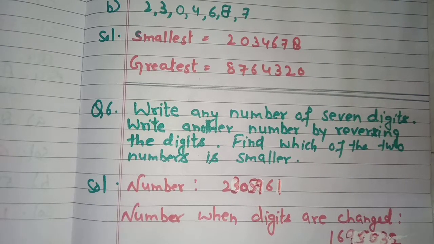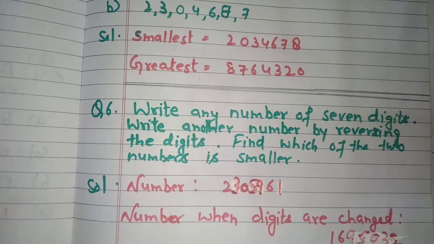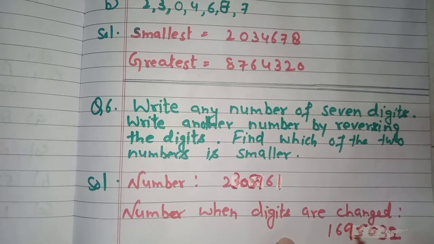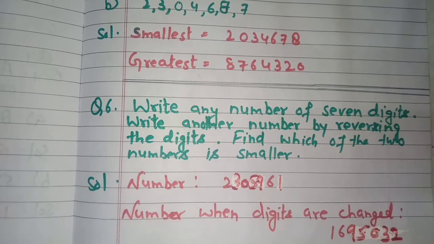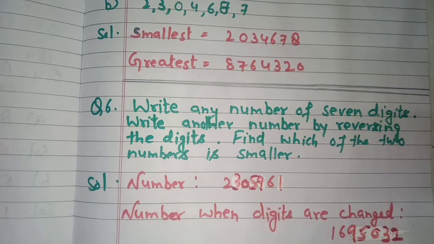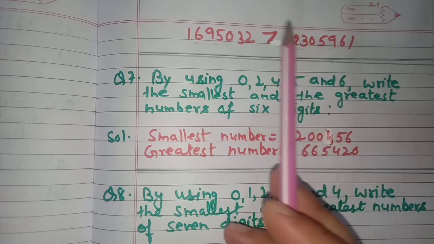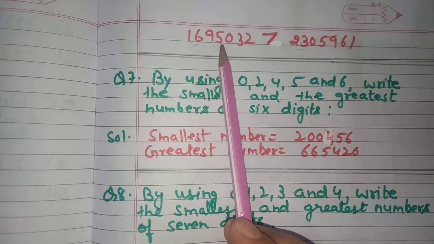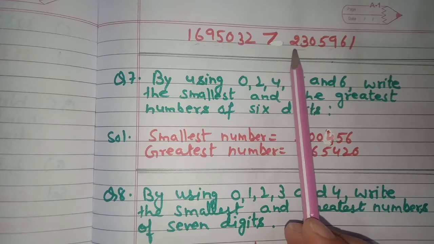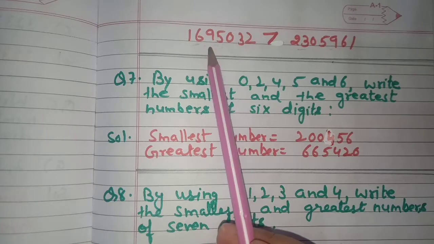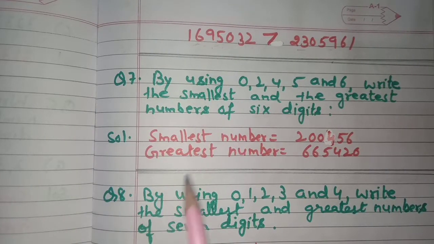Now when the digits are reversed, which number will you get? 1695032. This is the number which you will get when you reverse these digits. Now let us compare these two numbers and see which one is smaller. The first one is 16,95,032 and the second one is 23,05,961. So obviously this one is smaller. Now let's see the next question.